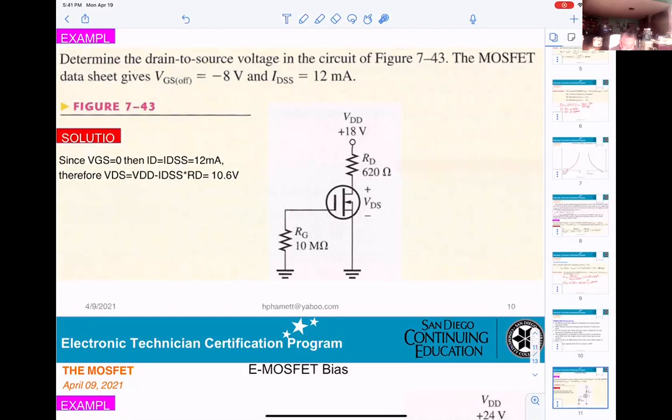Can you follow this example? Why does ID equal 12 milliamp? We already understand the JFET: with VGS equal 0, ID will be equal to IDSS. And VDS is still the same thing, equal to VDD minus IDSS times RD.